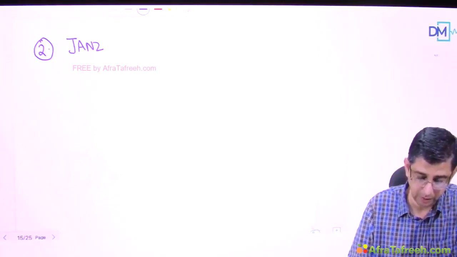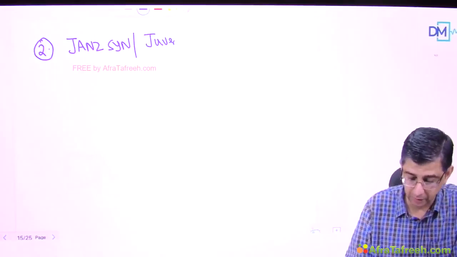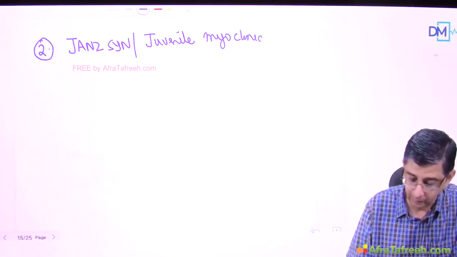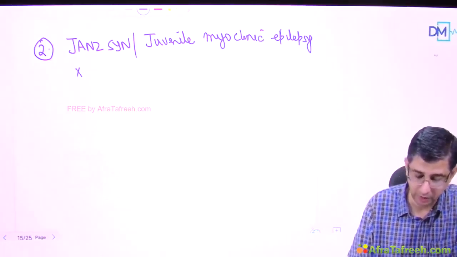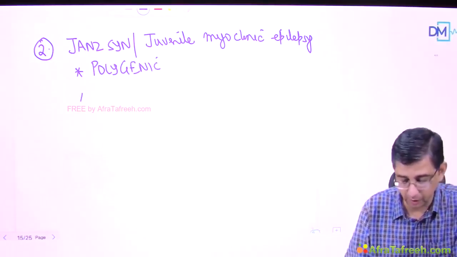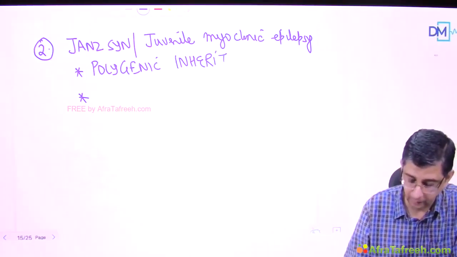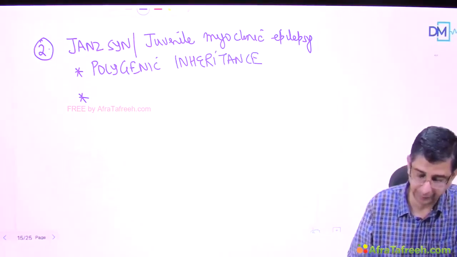That's a slightly classical name that you have to remember. The easier name for the same is JME, juvenile myoclonic epilepsy. We first have to understand why it occurs. So this has a polygenetic inheritance. Unlike the previous one, Lennox-Gastaut, which was answered as multifactorial, here you will answer it as polygenetic modality of inheritance. Now let us see what is the problem.